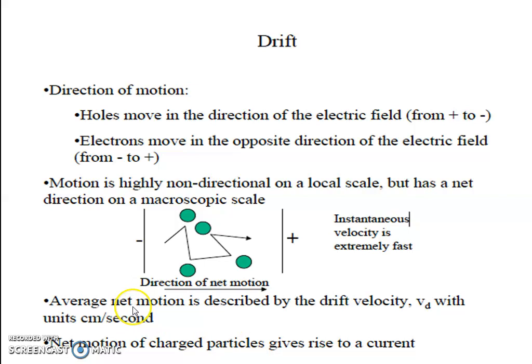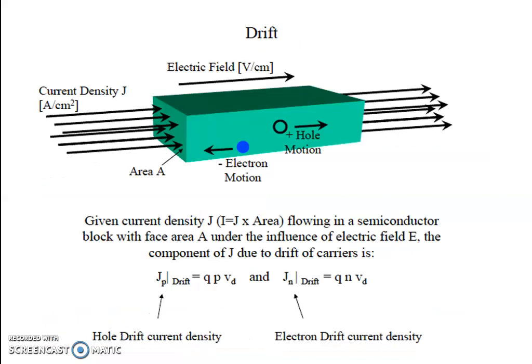This average motion, or the flow of the electrons, is known as drift velocity, because velocity is characterized by speed, and the general notation is V subscript d, with units like centimeter per second. Drift velocity will be the same for electron and hole, because if the electron is moving, the hole will move exactly opposite to that at the same speed.